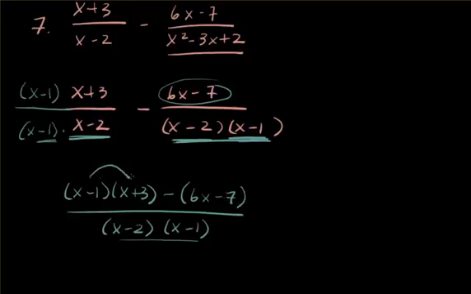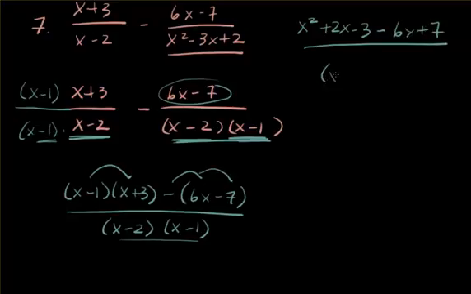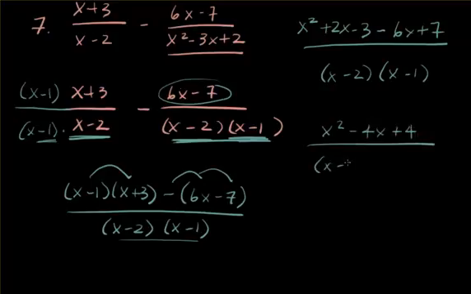Now let's go ahead and FOIL this. So we get x squared plus 2x minus 3. I'm going to go ahead and distribute the negative, and the negative 6x plus 7 over x minus 2 and x minus 1. Let's go ahead and combine like terms. So we get x squared minus 4x plus 4. We have x minus 2 and x minus 1.